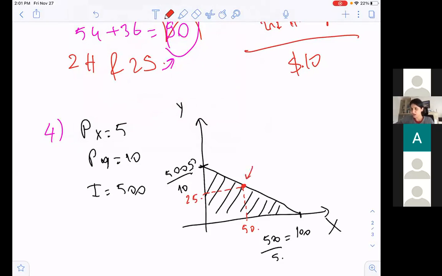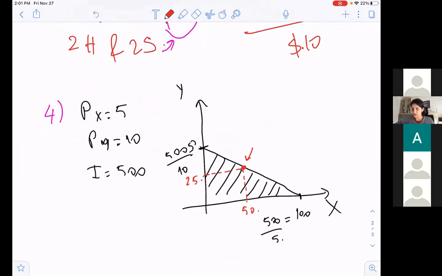Suppose the household's income doubles to 1,000. Then there will be a parallel shift in the budget line. You are going to divide 1,000 by 5, so this is 200, and you're going to have 100 in here. So this is the budget set.